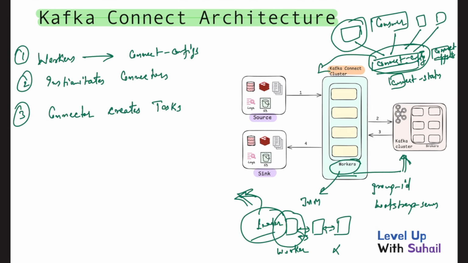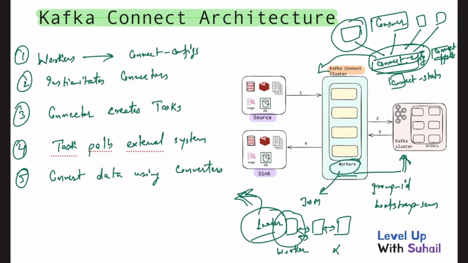Then the fourth step is that the task polls the external system. This is the main unit that does the actual work. The task then converts the data using converters. Then it writes the data to a Kafka topic, and once it has been written to the Kafka topic, it stores the offset in connect offsets.